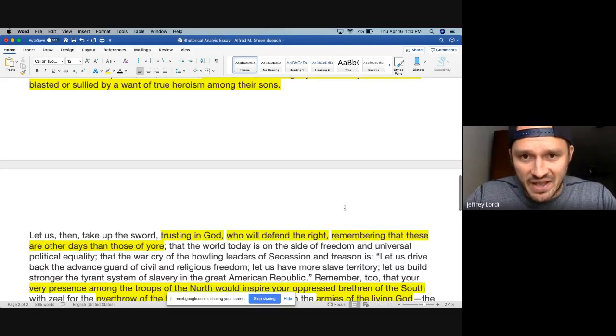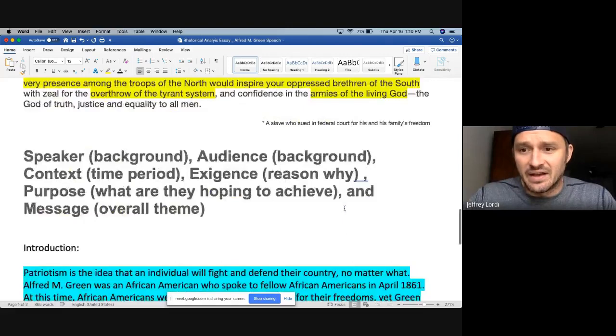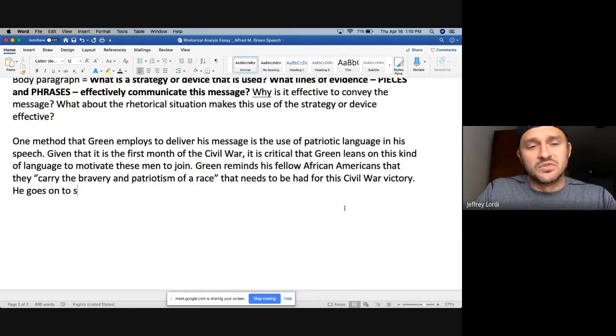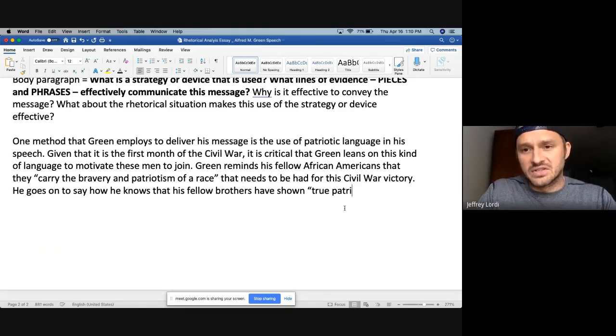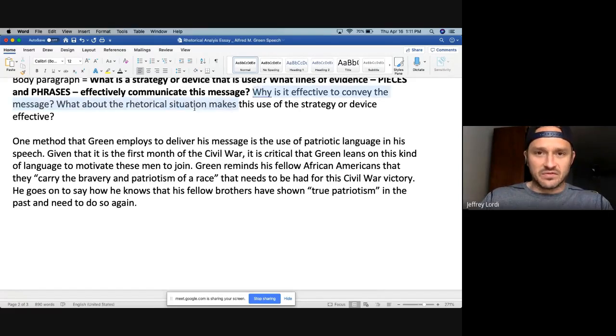I might even go on to add another piece just to be really fancy. And say, he goes on to say how he knows that his fellow brothers have shown true patriotism in the past and need to do so again. Okay, so I've used two pieces of evidence, which is pretty great. And now I want to go into, why is this effective for him ultimately trying to convince them? What is it about this language that makes it effective?